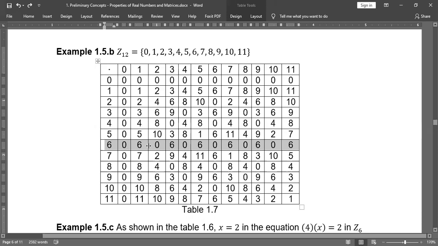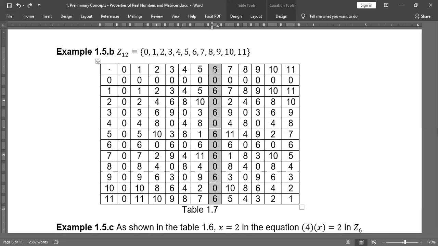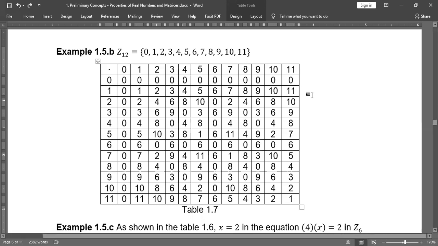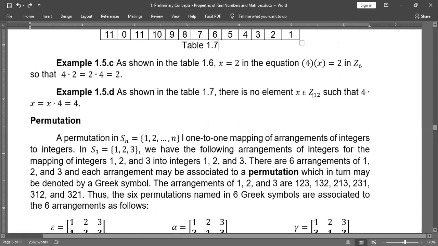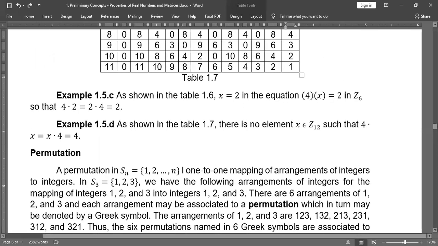Kung mapapansin nyo, wala tayong 4 sa mismong row ni 6 or sa column ni 6. So, ibig sabihin, we have no solution. So, possible din na magkaroon tayo ng problema na walang solution, or possible din na more than one yung solution. Okay, any question? Ganun yung gagawin nyo dun sa activity nyo, dun sa number 4.